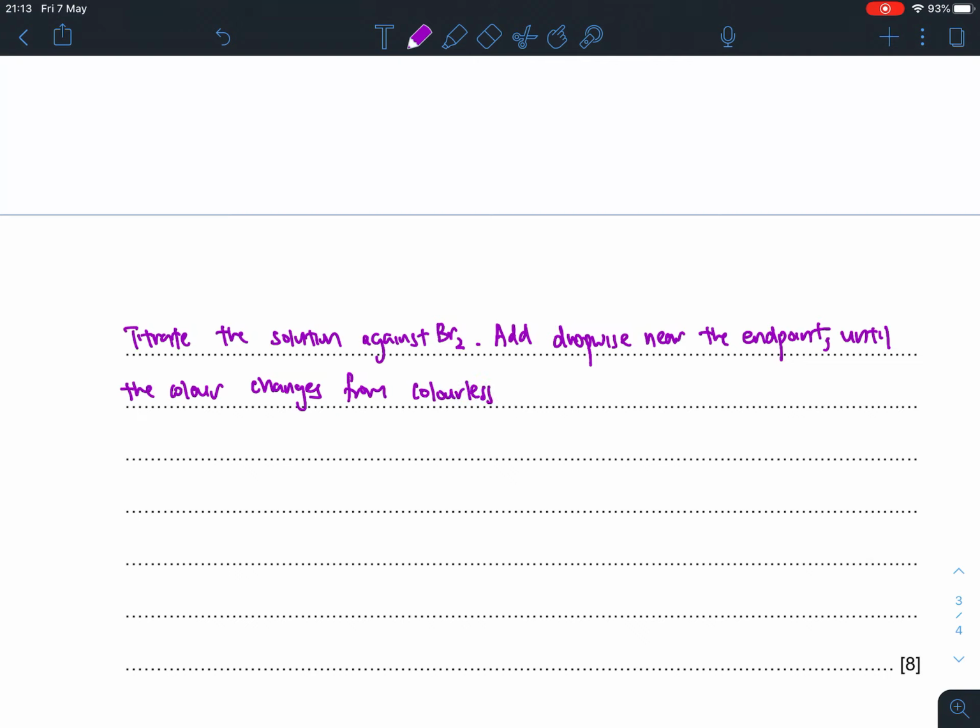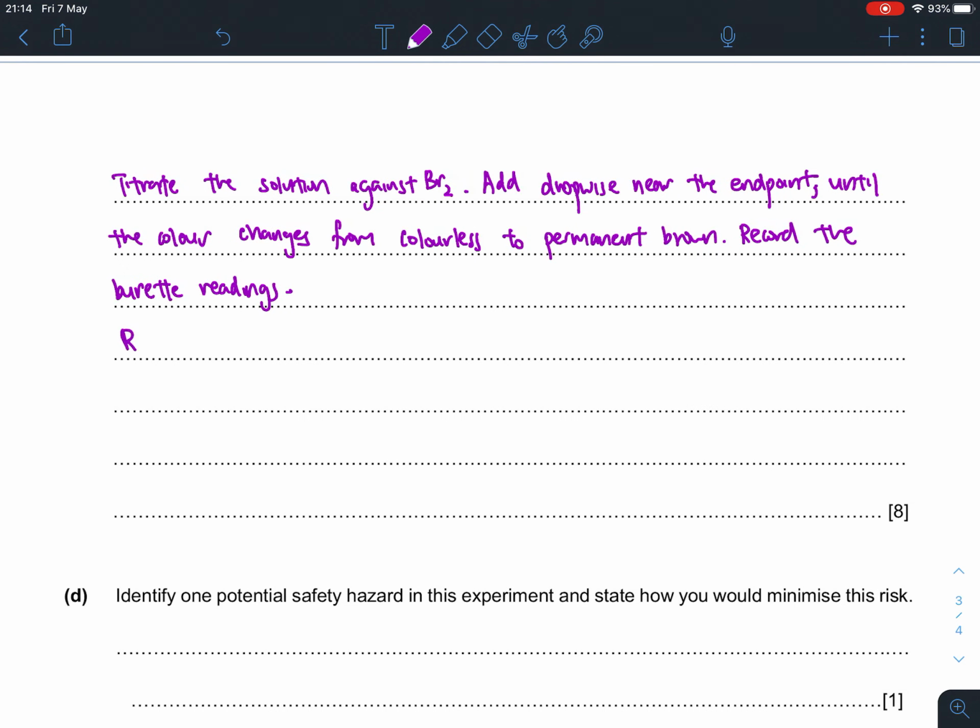And now you realize that once all the Br2 required has been added, any excess would turn the solution brown. Okay, and we'll say that it will turn permanent brown. Okay, so that's the endpoint and not the other way, so just take note of that. Okay, you will proceed to record the burette readings. And as per usual, you repeat the titrations to obtain 2 consistent readings, and you should write down the correct range to decide if it's consistent or not.